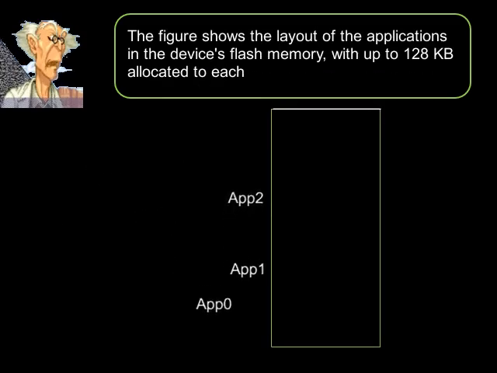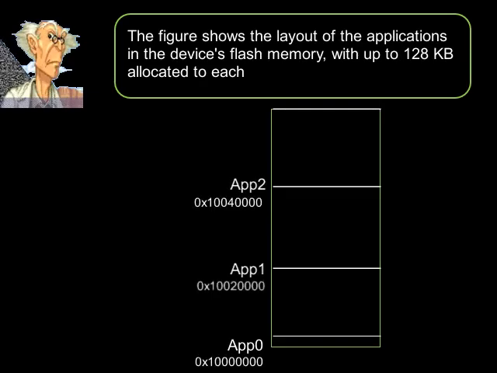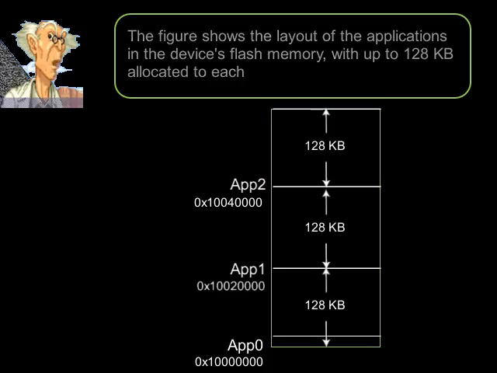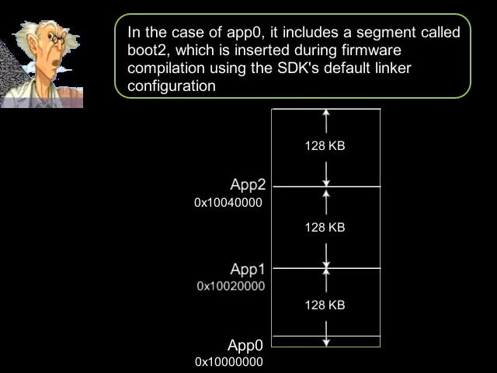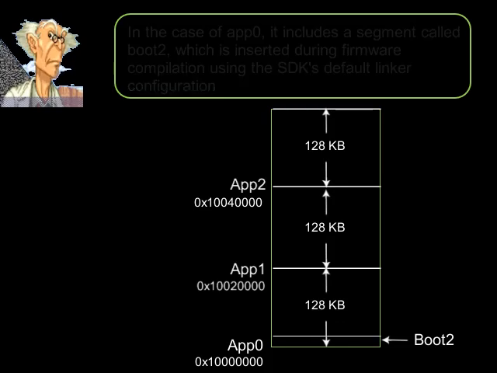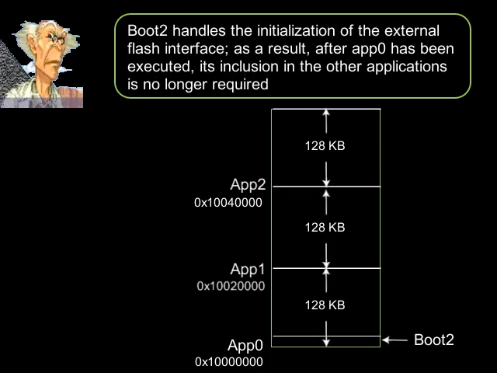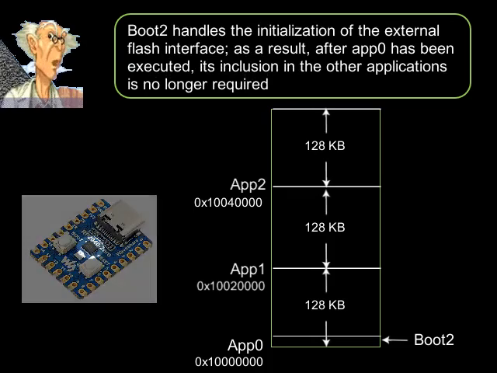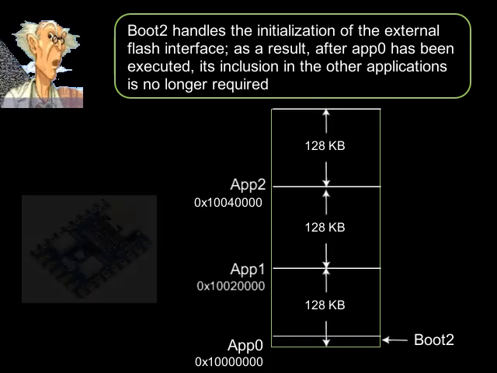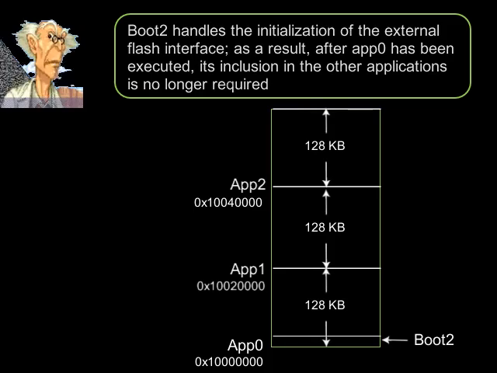The figure shows the layout of the applications in the device's flash memory, with up to 128 kilobytes allocated to each. In the case of App 0, it includes a segment called Boot 2, which is inserted during firmware compilation using the SDK's default linker configuration. Boot 2 handles the initialization of the external flash interface. As a result, after App 0 has been executed, its inclusion in the other applications is no longer required.